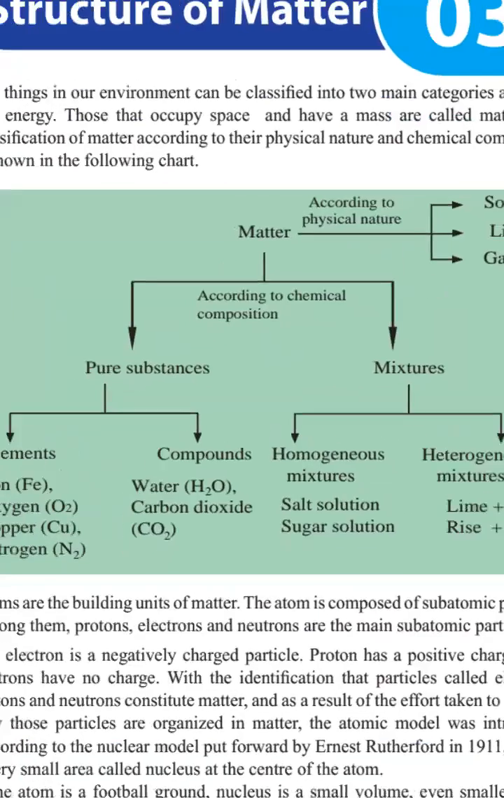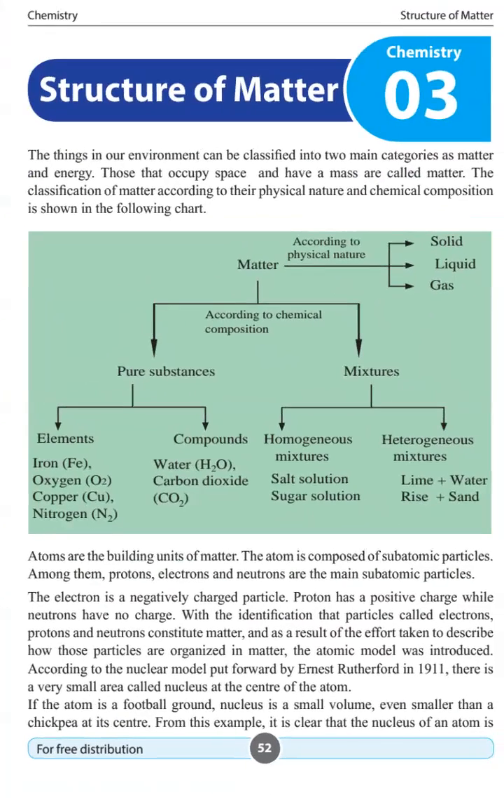According to the chemical composition, there are pure substances and mixtures. Pure substances can either be elements or compounds. Elements are the simple building blocks: iron, oxygen, copper, nitrogen. Compounds contain more than one element: water, H2O, carbon dioxide, CO2. Then there are mixtures of matter, homogeneous mixtures and heterogeneous mixtures.